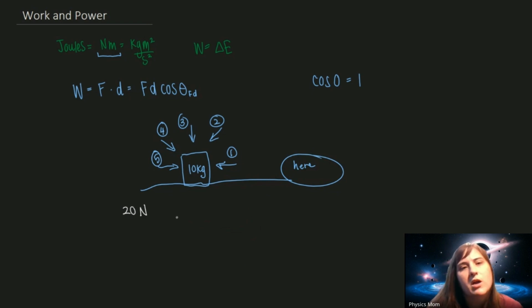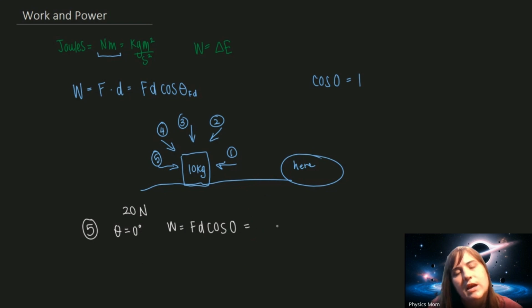applied to this block. At position 5, what the equation for that would look like, and I'm going to specify the angles here based roughly on where it would be around the actual unit circle, but you don't need to necessarily know that. The angle at 5 is going to be our 0 degrees because it's directly in line with the direction I want it to go. The work then is equal to the force times the distance times the cosine of that angle, which in this case is cosine of 0, which is 1.